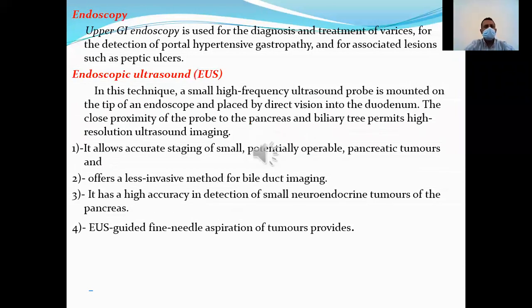The commonly used test in our clinic is endoscopy. Upper GIT endoscopy is used for the diagnosis and treatment of varices, detection of signs of portal hypertension, or detection of hypertensive gastropathy, and if there is any lesion or tumor in the stomach, in the esophagus, or peptic ulcer disease, all these can be detected by the endoscope.